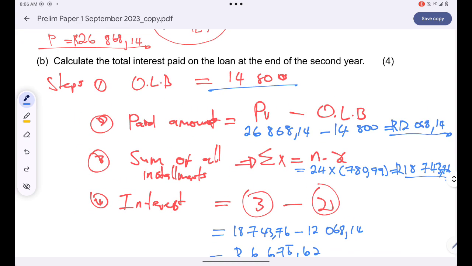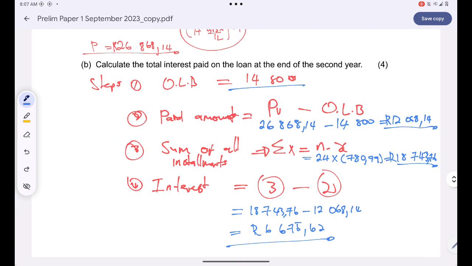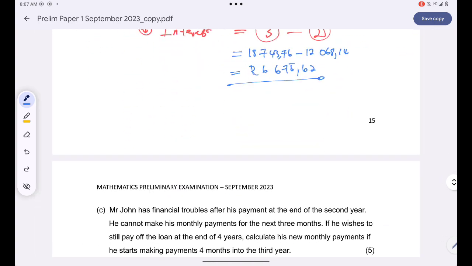Always, if you're supposed to find the value of the interest you've paid, if ever you are given a position whereby it's not at the end of your loan repayment, these are the steps you have to follow. Are you together? Firstly, calculate the outstanding loan balance. Secondly, the paid amount of the loan. Thirdly, the sum of all your installments. Are you together? And then to find your interest, just simply say sum of all the installments minus the paid amount of the loan. That will simply give you total interest.